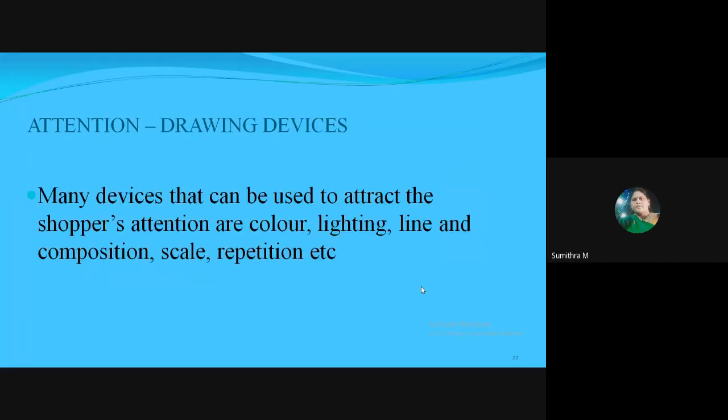Our next topic is about attention drawing devices. How you are going to attract the customers. The customers will be attracted with the help of color, light, line and composition, scale and repetition.